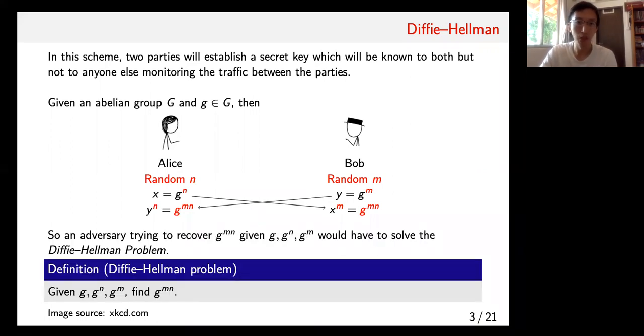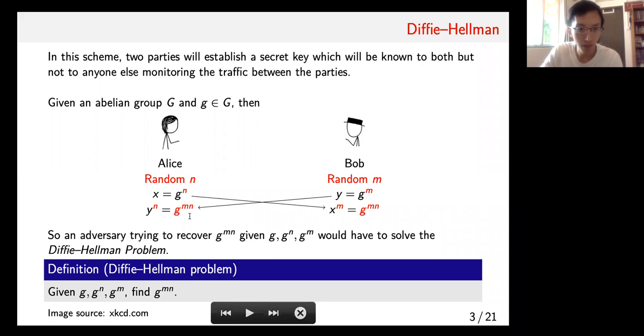So what does the adversary see? The adversary sees only the things in black, and he would like to try to work out the shared secret. So he will try to recover g to the mn given g, g to the n, and g to the m. To do so, he'll need to solve the Diffie-Hellman problem, which is, given the values you saw before, recover the shared secret. So the question now is, how do we solve this? Can we find a way to solve this? Also, notice that if you are able to solve the discrete log problem, you can automatically solve the Diffie-Hellman problem, because given a discrete log oracle, you can just recover n. And given y, you can recover the shared secret as well. So that's good.